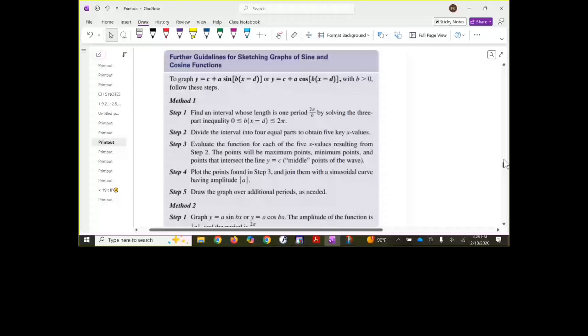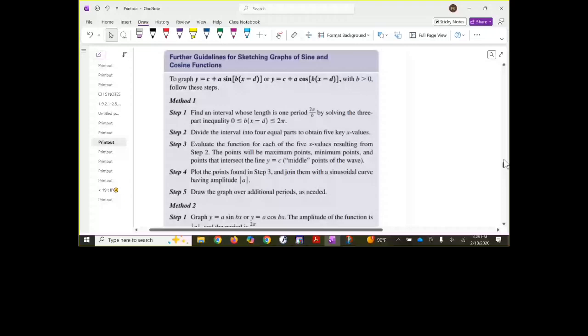So the way we're going to find the interval length from where we start to where we end, we're going to solve that inequality. We'll do that in a second. We've kind of been doing that so far. We're going to cut that interval into 4 equal parts to obtain those 5 key x values. We're going to evaluate our functions. We're going to find our amplitude, and that's pretty much it. Guys, I know some of the problems say draw it over 2 periods. I don't think it's necessary to do that. I think once you have 1 period, you know what the other one looks like because it just continues. That's the whole point of periodic functions, all right?